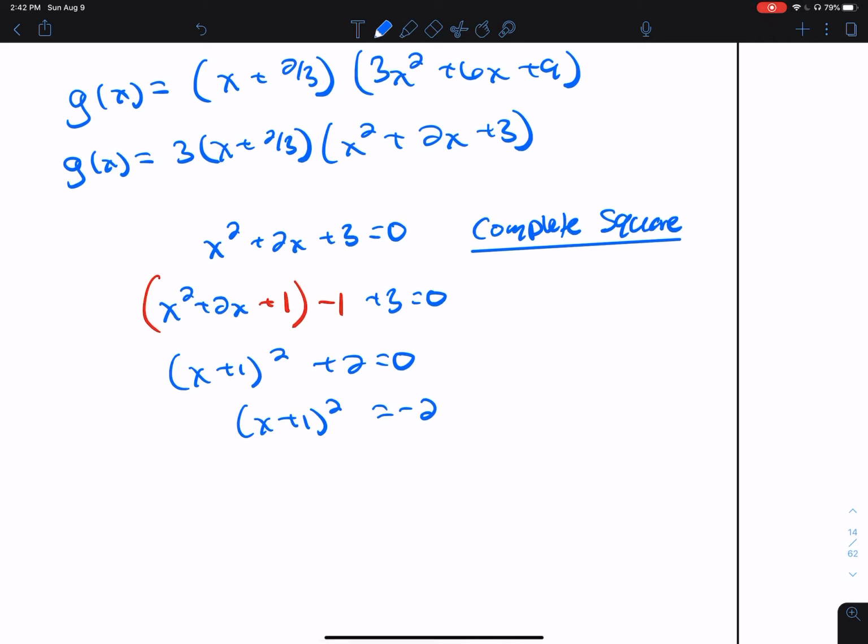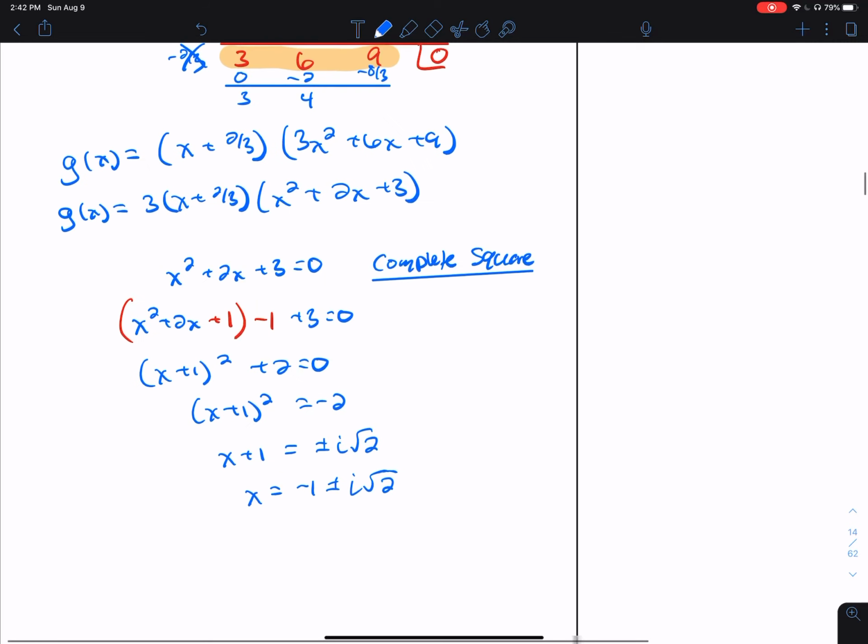If I then square root both sides, I get x plus 1 equals plus or minus i square root of 2, because the square root of -2 doesn't go evenly, but you can take the -1 out and make that i. And then x equals -1 plus or minus i square root of 2. That's completing the square. Had you used the quadratic formula, you would have got the same thing.